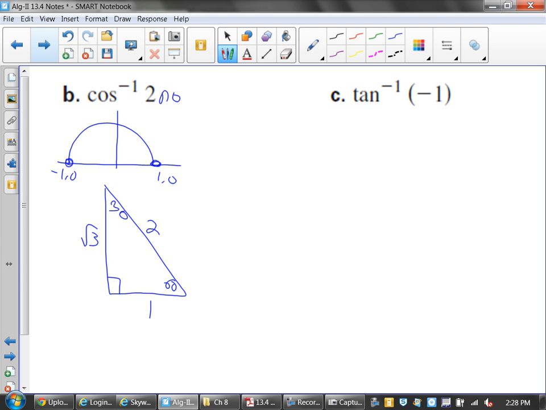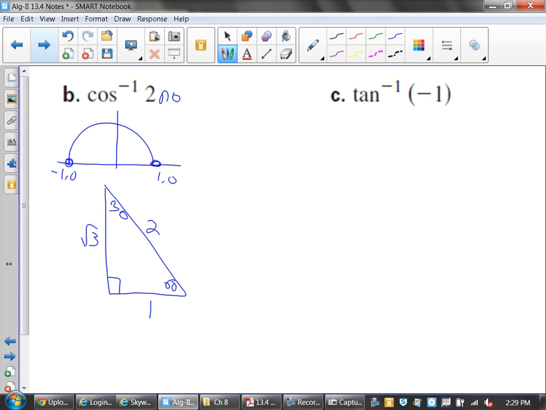Now, the only way I can get 2 for an answer would be which trig function? 2 over 1 is like an inverse. Which one? Cosecant. Because sine is 1/2, cosecant would be 2 over 1. So you start playing around with where the things are positioned in the triangle.